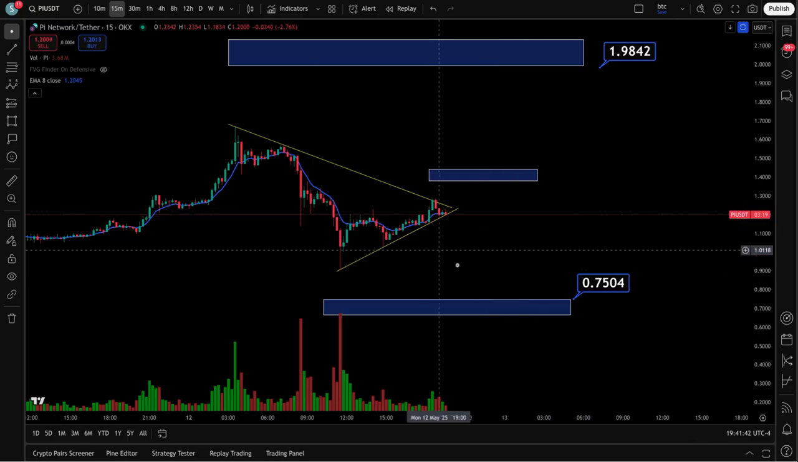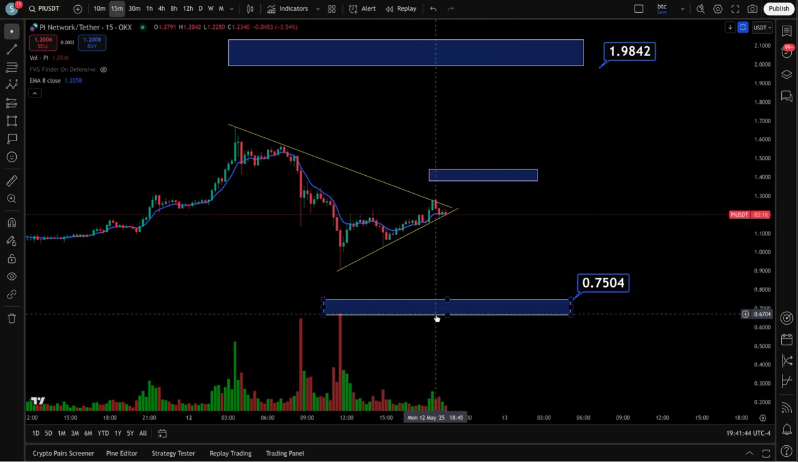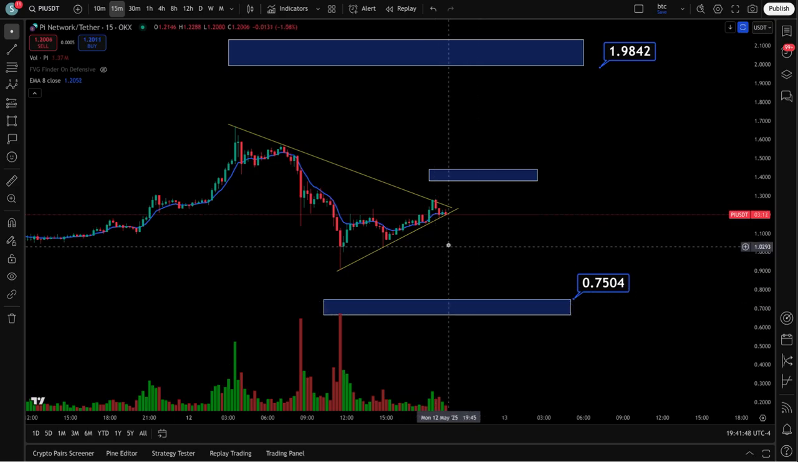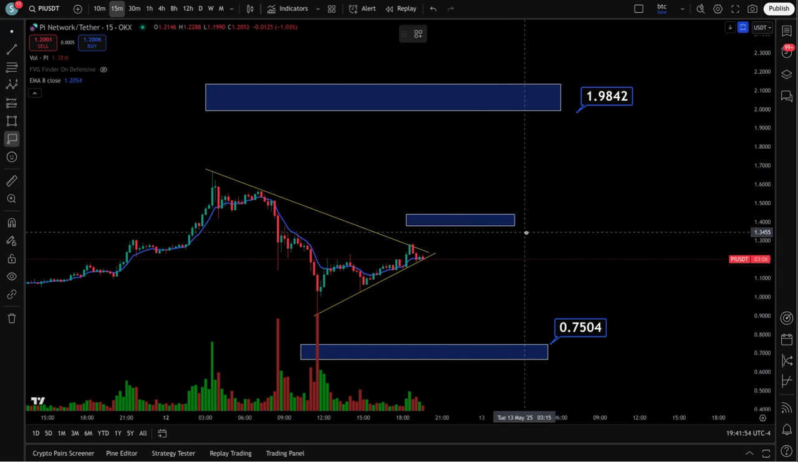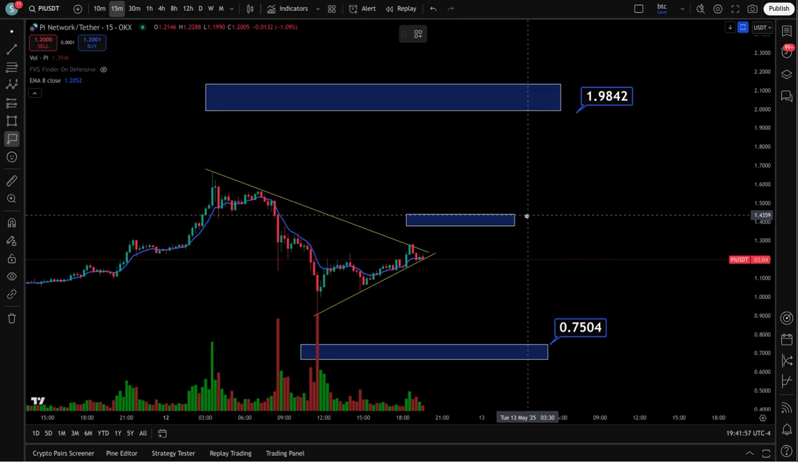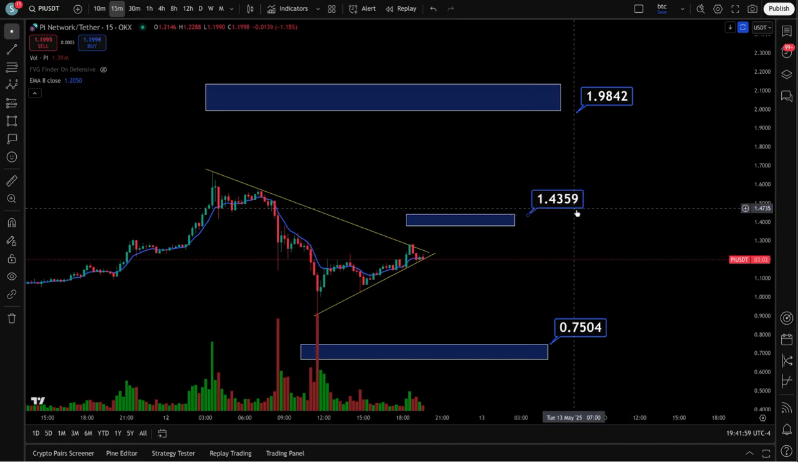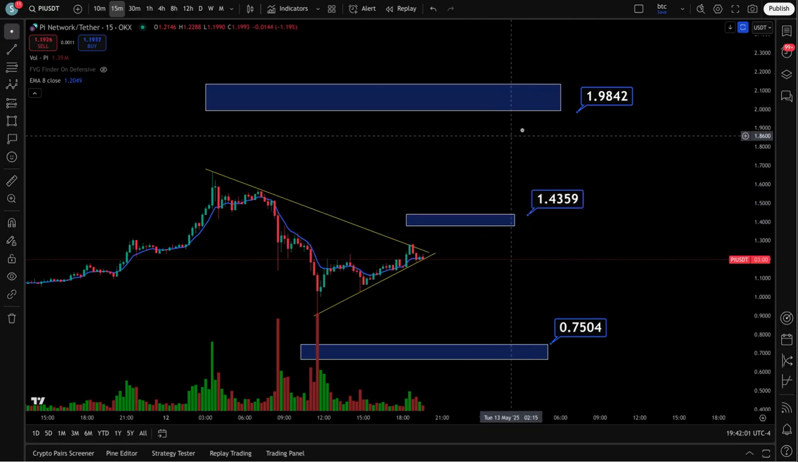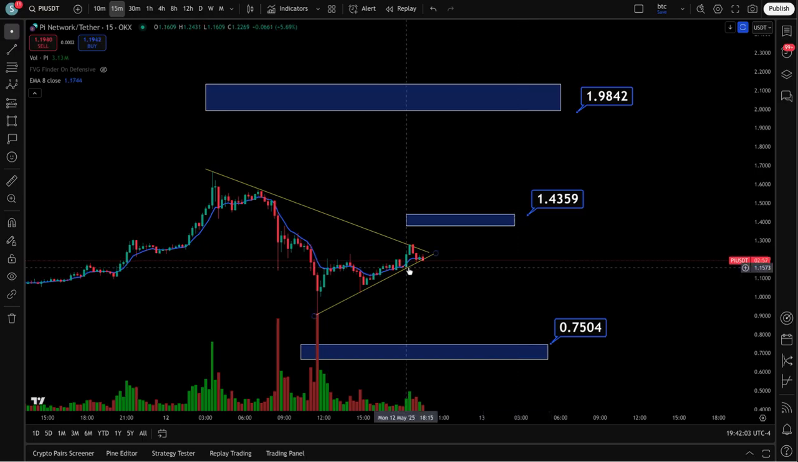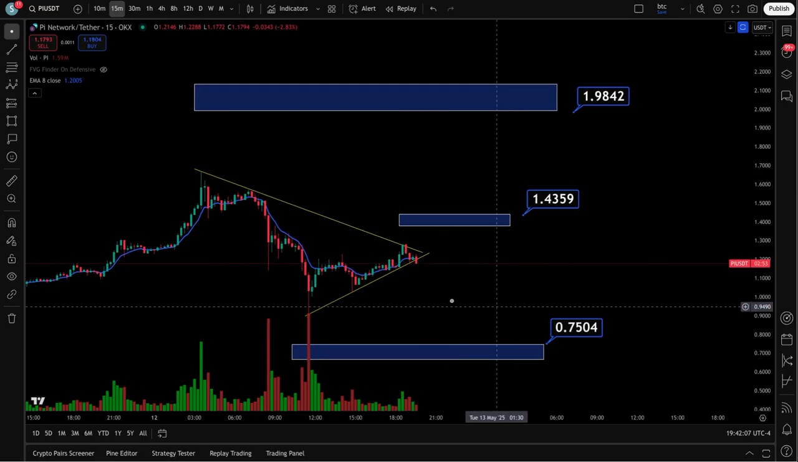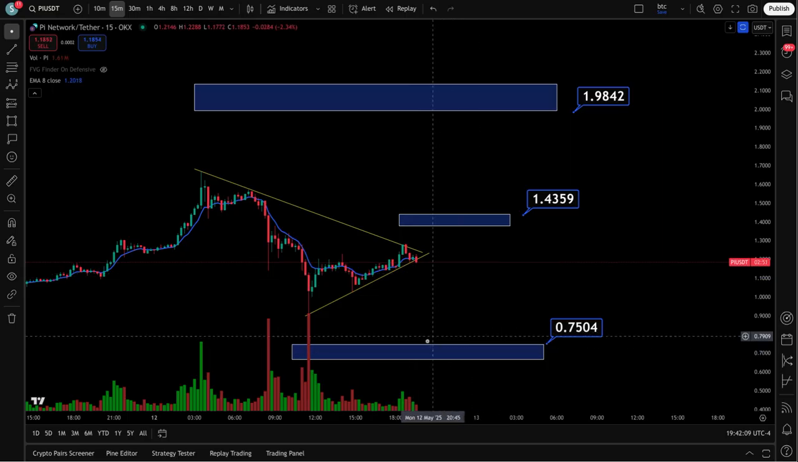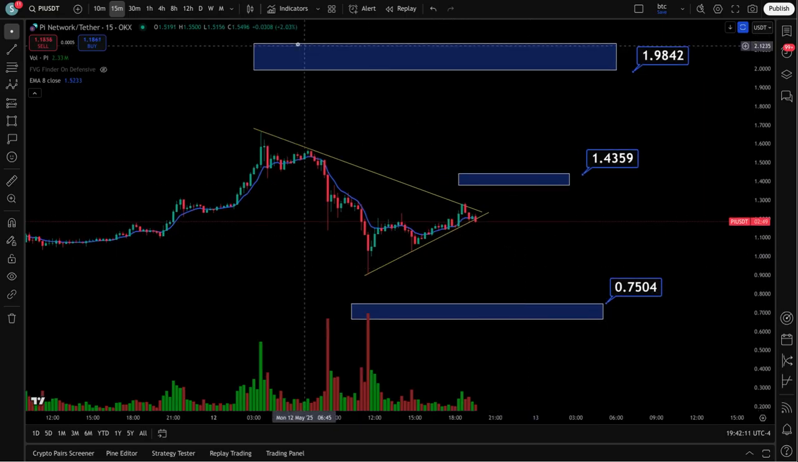Now, like I said, you get a breakdown to the downside, look for 75 to 67, 68 cents. You get a break to the upside, that first target in here would be up right around $1.43, and more than likely up towards $2. Now, it looks like it's kind of starting to break down here. So I'd probably be looking for the 68 to 75 cent range.